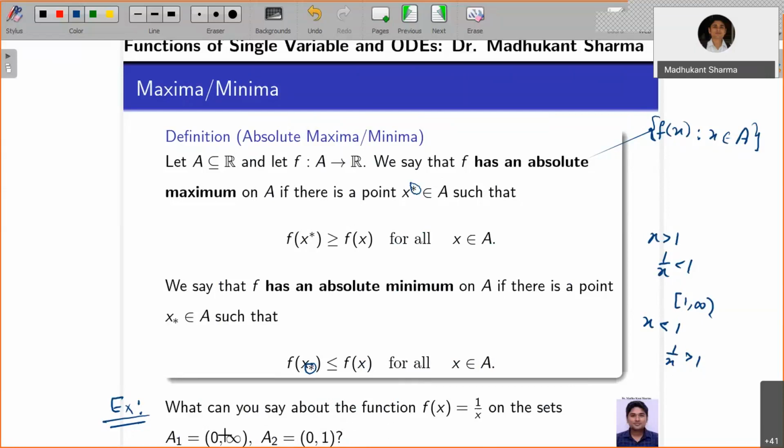So it does not completely depend on the length of the interval. It may be possible that you have a finite length interval, but the function may not attain the absolute maximum or absolute minimum.